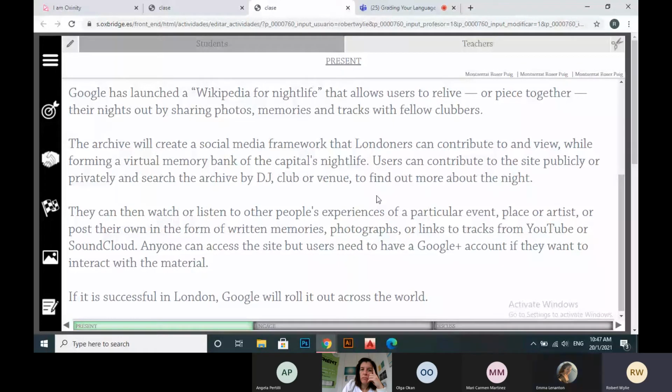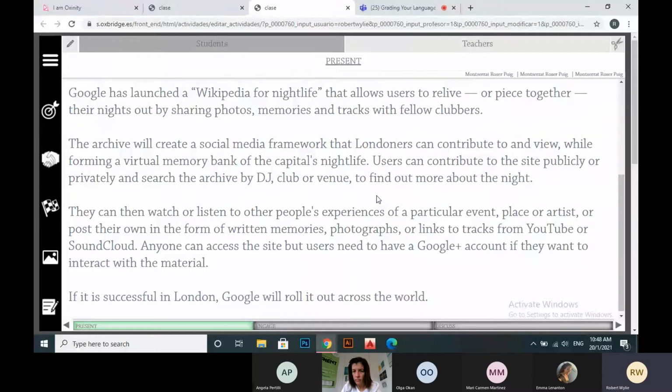Because fellow would be way too hard for a P2. That's more of a P4, P5 level word. Clubbers, I mean, we could keep it. You could say they're people who are going to the club, or you could just say people in the club. So Google created a Wikipedia for nightlife that permits to share photos, memories, and tracks with other people in the club. And already, other people in the club, they can probably understand that, and already that's a million times easier just by making those changes.